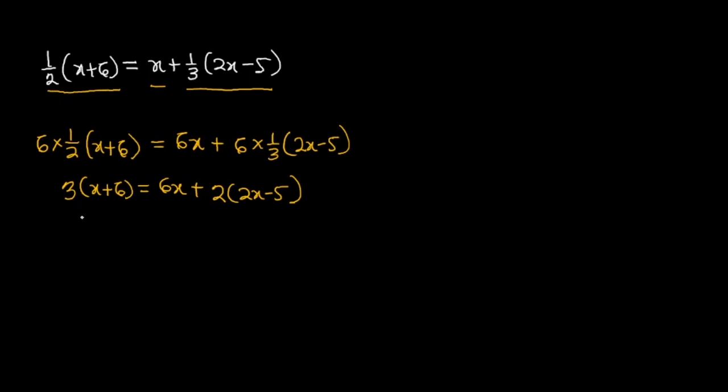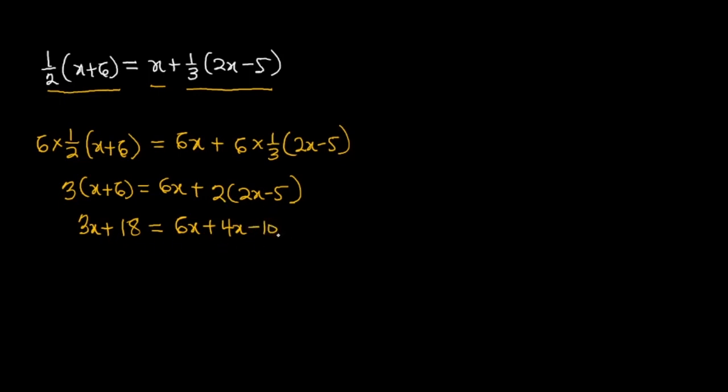So 3 multiplied by x will give me 3x, plus 3 multiplied by 6 will give me 18. This is equal to 6x plus 2 multiplied by 2x will give me 4x. 2 multiplied by negative 5 will give me negative 10.